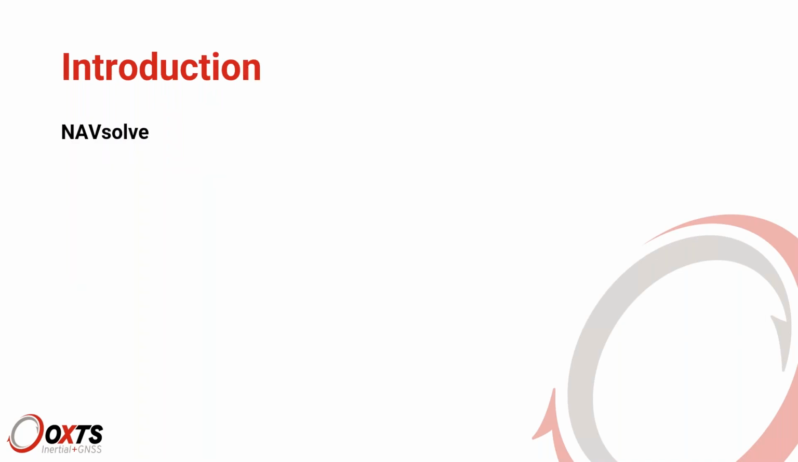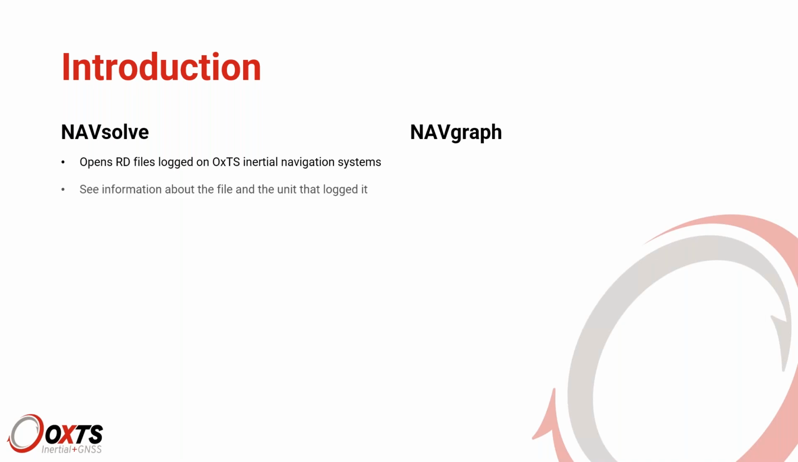So the introduction. What is NAVsolve and NAVgraph? NAVsolve is our post-process software to open the RD files that are logged on the OxTS inertial navigation systems. You can see the information about the file that the unit logged, as well as information about the unit. You can preview the data as a map and a graph just to check that you're post-processing the correct files. A little sanity check before you go through the post-processing.